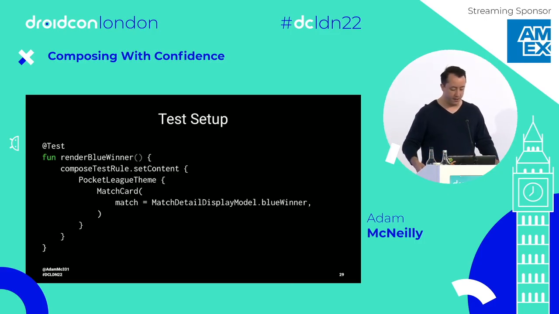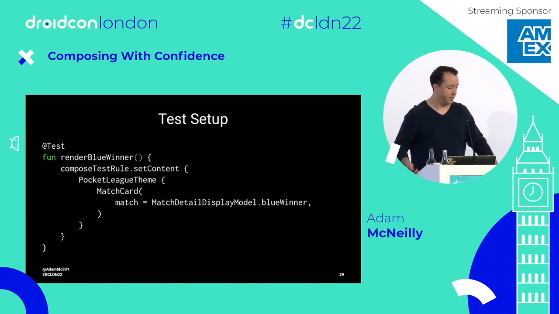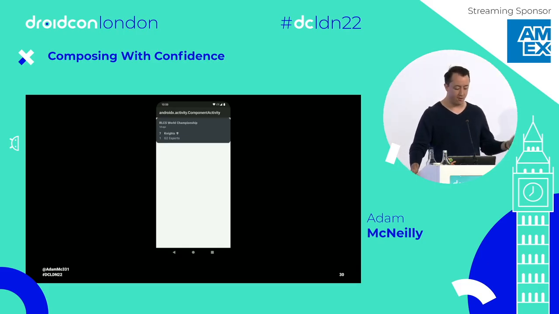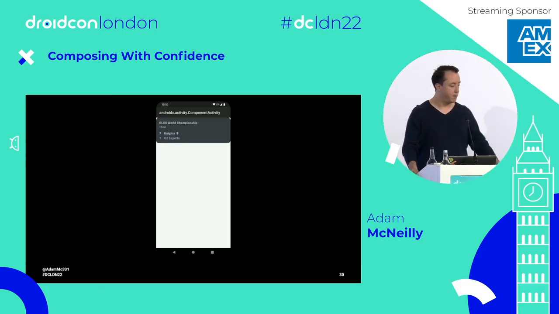Our test setup here, we'll look at this for a second. It's very similar to the other one. We just call compose test rule set content. Here I'm applying my theme just so I can see how it looks. And then I render the match card with some test display model for the blue team winner. And actually, I didn't show this with the button, but what happens when you run this is you get something like this. And we can see this is the component activity, that sort of stub activity I talked about earlier, and it just renders the card inside this stub activity that I can then interact with or make some assertions.